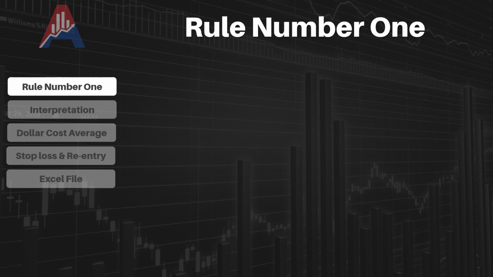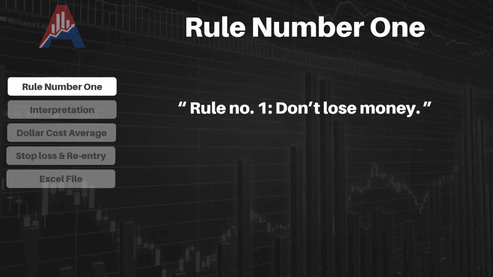Today we're going to talk a little bit about Warren Buffett and what he likes to refer to as rule number one. So we're going to start with this rule number one, then I'm going to talk to you about how to interpret it, and then I'm going to give you two examples. One which you are probably familiar with is dollar cost average, and then I'm going to give you another example that I think, well, maybe you don't know this yet. And finally, I'm going to show you an example of the Excel file that you can use, which I will be releasing in the next video when I go more in depth on the stop loss and the re-entry part. But let's start with rule number one.